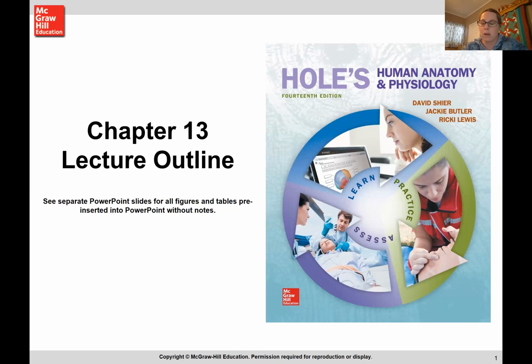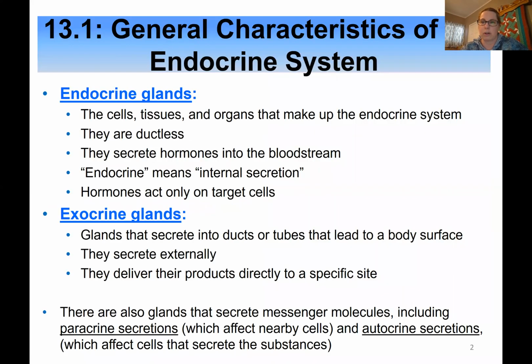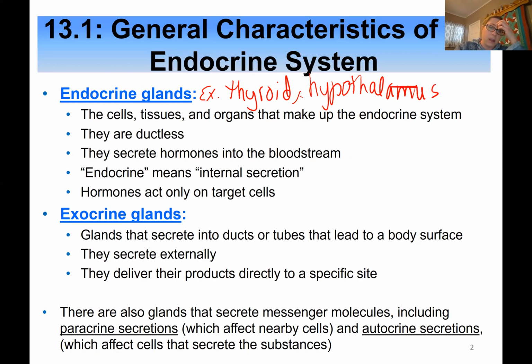Okay, so jumping into the endocrine system, we're going to start out with a little bit of background information. In our bodies, we have what are called endocrine and exocrine glands, and you'll need to know the difference between them. You'll need to know what an endocrine gland consists of and what an exocrine gland consists of and how they are different, because they are very different. So endocrine glands, we'll cover some of those. An example of an endocrine gland would be the thyroid, or the hypothalamus. Those are a couple examples.